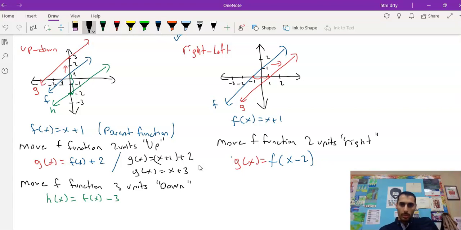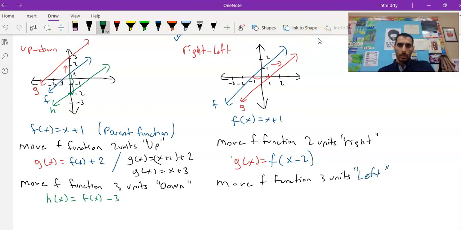Let's move that function 3 units left. So 3 units left, there will be 1, 2, 3, and the function is going to look like this. They are all parallel, by the way, they all have the same slope. And this new function is called h, so h(x) will be equal to f. So as you can tell, now it's left. When it's right, we put minus. When it's left, it goes up, so that's plus. So x plus 3. And that's it.